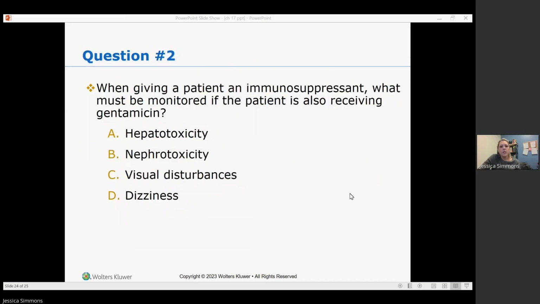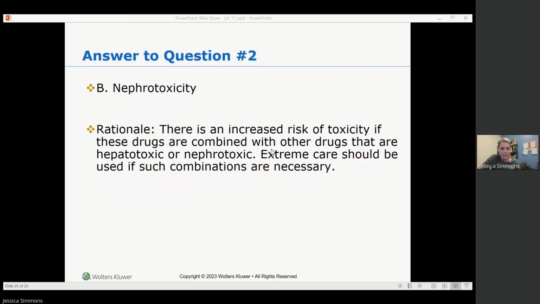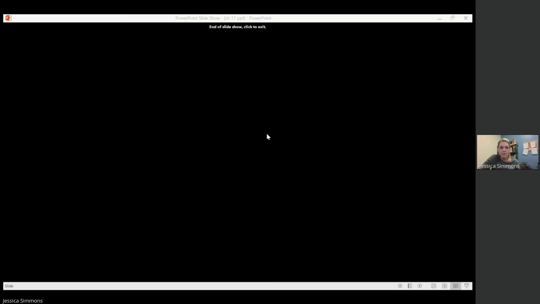When giving a patient an immune suppressant, what must be monitored if the patient is also receiving gentamicin? We covered aminoglycosides. God, I feel like it was like 3 weeks ago. But specifically, I need you to know whenever gentamicin is listed, you're talking about nephrotoxicity. Okay, gentamicin is nephrotoxic. And that is the end of chapter 17.